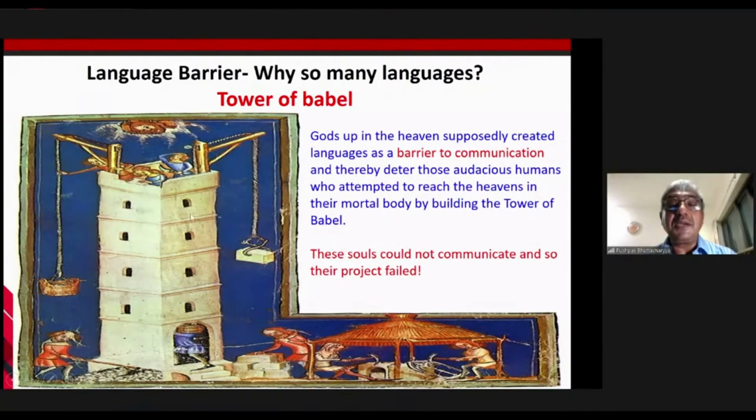They started building a big tower to reach the heavens. But then the gods became afraid. So what they did was they created many languages. And those languages brought a communication barrier between people. And when people cannot communicate, they cannot work on a joint project. So the project failed. So this story is completely mythological and also metaphorical.